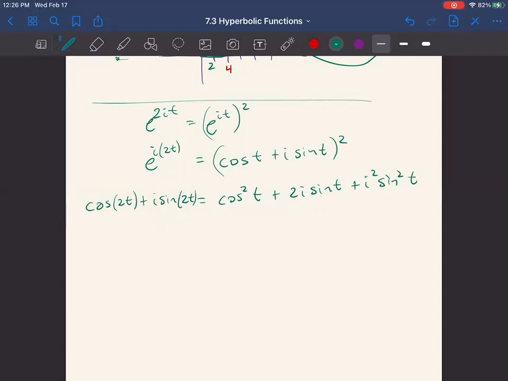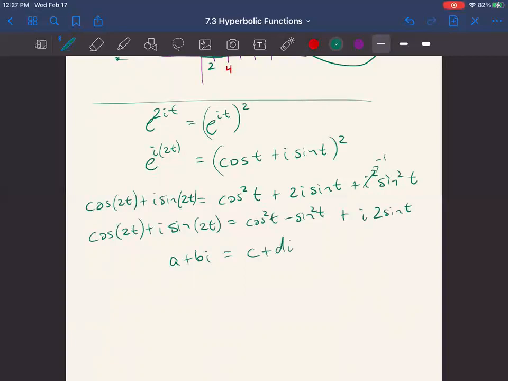Now, I'm going to say cosine of 2t plus i sine of 2t equals, and what I can do here is start combining stuff together. Well, i squared is negative one, right? So I have cosine squared t minus sine squared t plus i times 2 sine t. We agree with that? And now if these things are going to be equal, for example, if I have a plus bi equals c plus di, what that immediately tells me is a must equal c and b must equal d, correct? We agree with that?